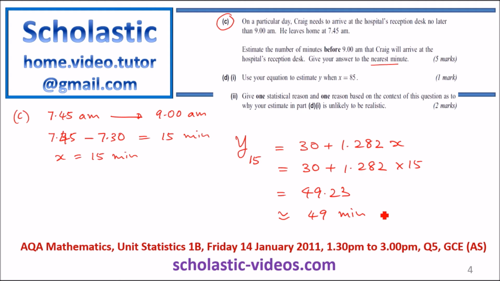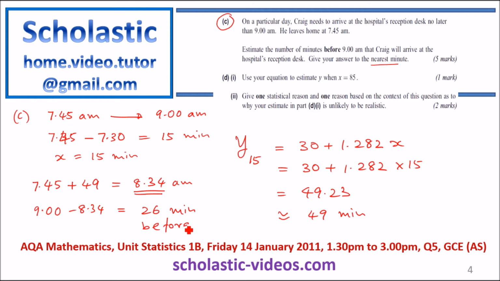But the question in this case, the actual answer should be how many minutes before 9 a.m. So he left at 7:45. It took 49 minutes. So that means he will reach the hospital at 8:34 a.m. So what is the time difference? 9 a.m. minus 8:34 is the answer. That means he reaches the hospital at 8:34. So how many minutes before 9? 9 minus 8:34 is equal to 26 minutes before 9 a.m. That is the answer. So 26 minutes before 9 a.m. is the answer.